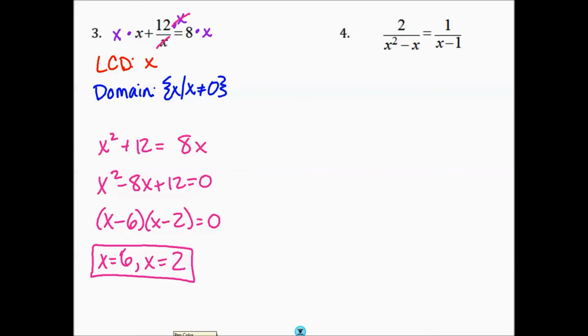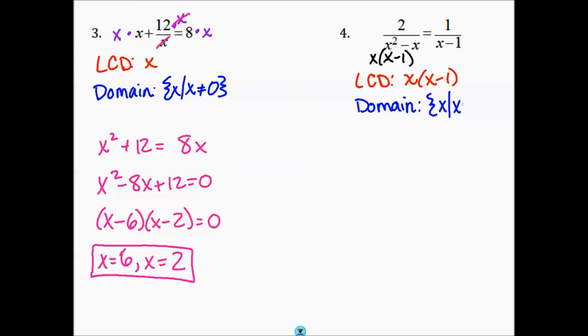For number 4, let's start off by factoring the denominators. So I can factor out an x. Then we need to find our LCD, which is x times x minus 1. So if we set that equal to 0 and solve, our domain is x cannot equal 0 or 1. So now we need to multiply each term by the LCD.